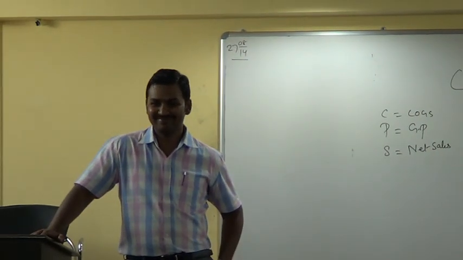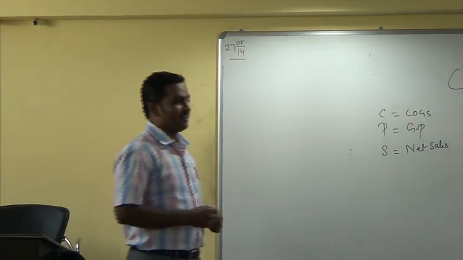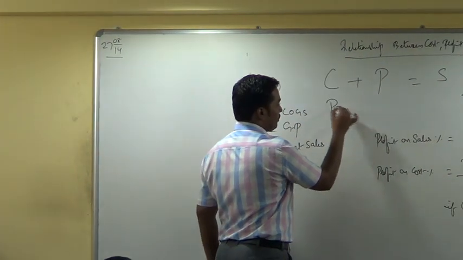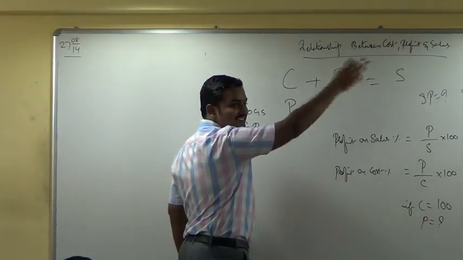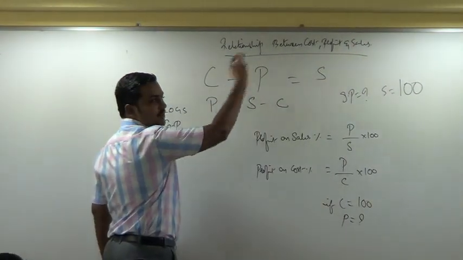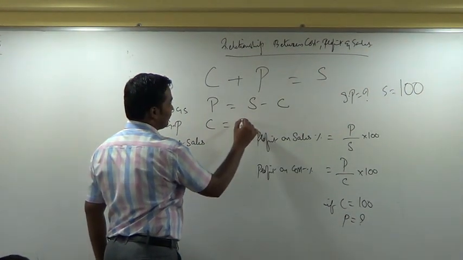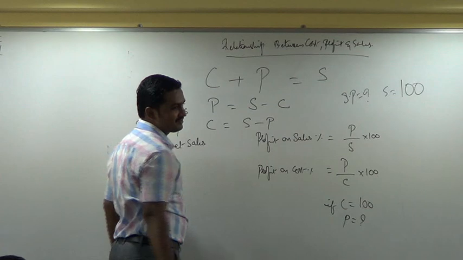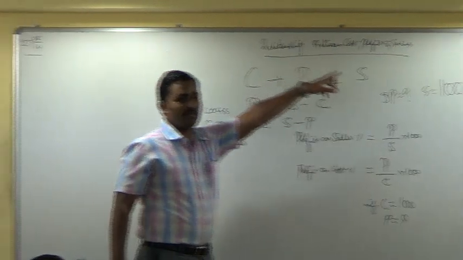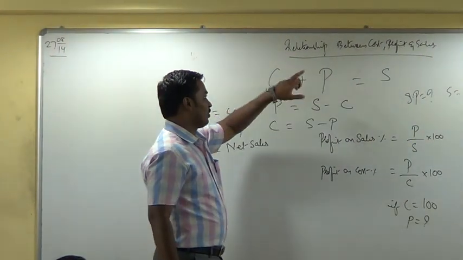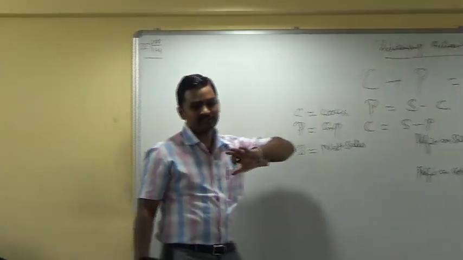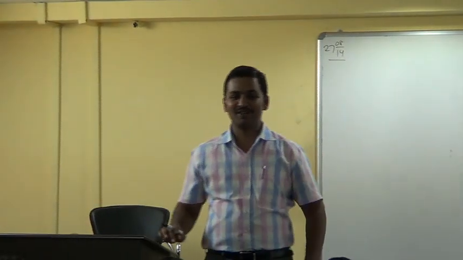See, from this relationship, I think we can find out some more relationships, no? Yes, sir. C plus P is equal to S. If I want to know P, kick C to the other side: S minus C. If I want C, kick P to the other side: C is equal to S minus P. So once you know this relationship, if I want to know P, kick C to the other side, I'll get S minus C as P. Is it clear?